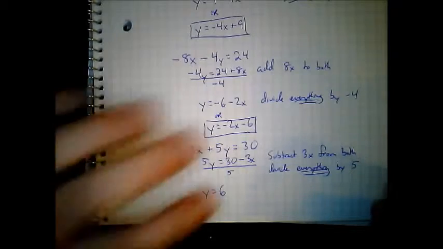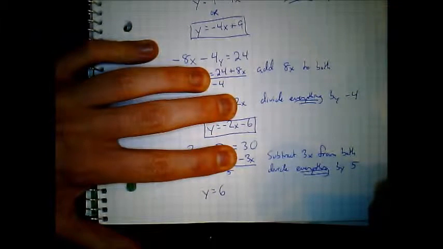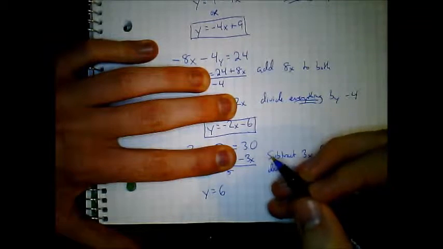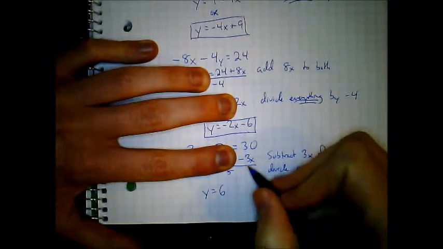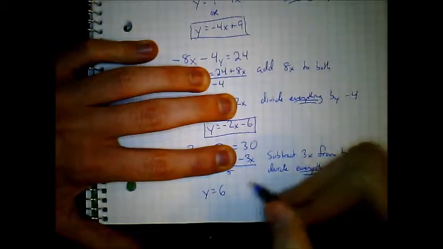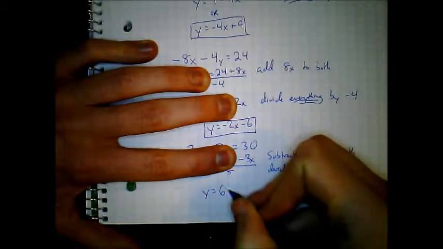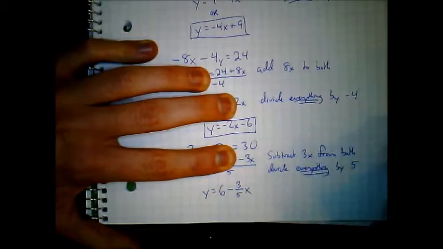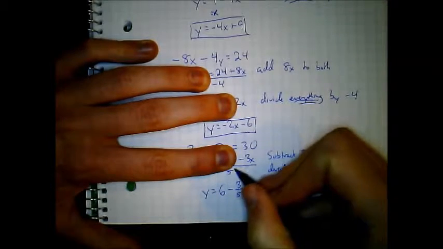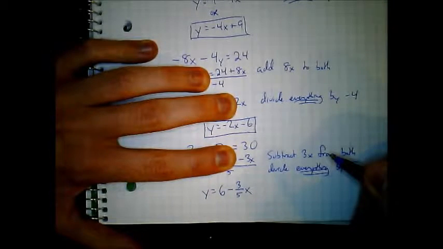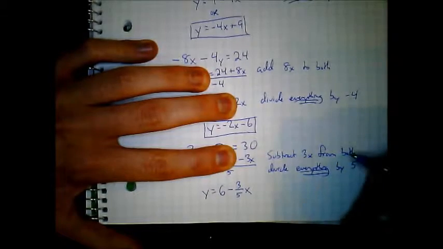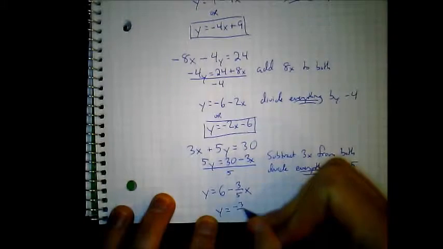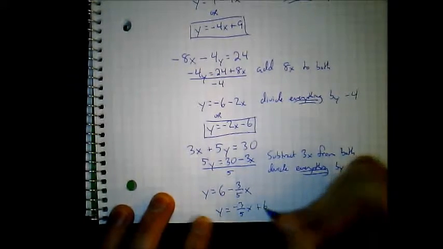Fractions mean division. So what we could do is we could cover this up, and we notice this is the fraction negative 3 over 5. So we're just dividing by 5. We could do negative 3 divided by 5 and get a decimal, but if we just understand what we're doing, we could just leave this as the fraction negative 3/5 x, because negative 3 divided by 5 is just negative 3/5. It's really nothing harder than this. So again, I'm just going to switch these around. I have y equals negative 3/5 x plus 6.